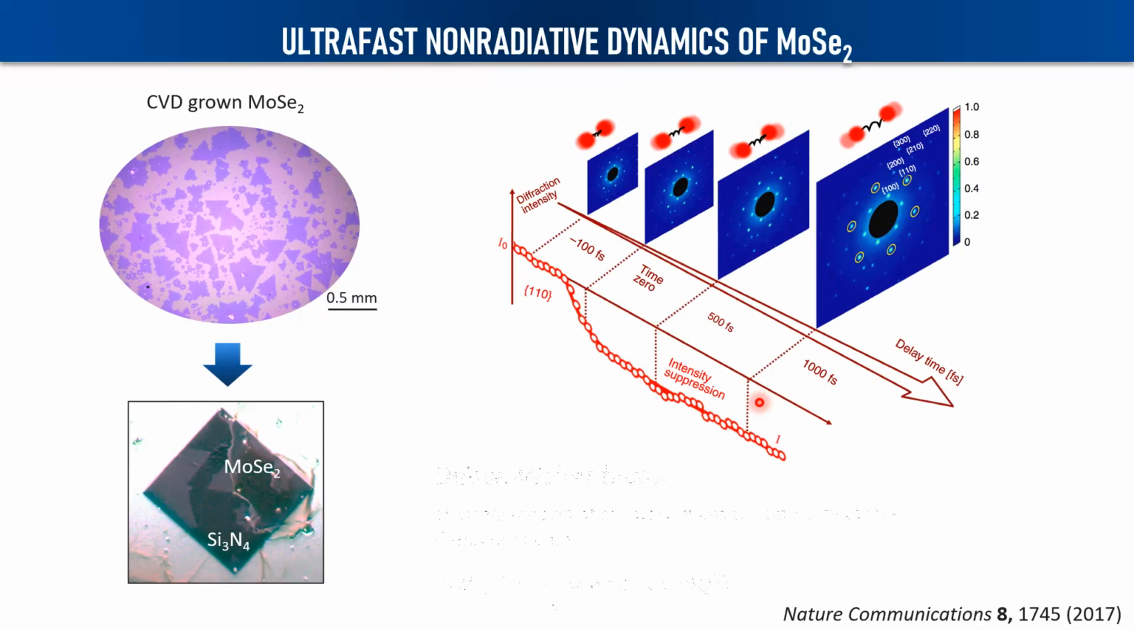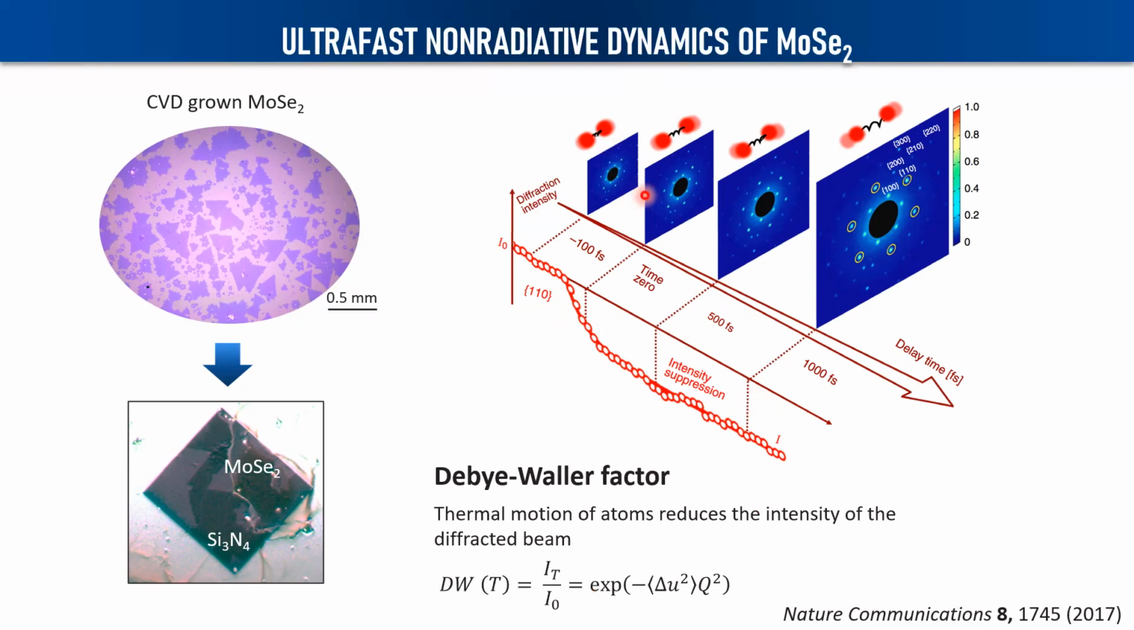As the temperature increases, the thermal motion of the atoms increases, and this reduces the intensity of the diffraction spots. This is called the Debye-Waller factor, and from it you can see that the change in intensity is equal to the exponential of delta U squared, that is the mean square distance of these atomic vibrations, times Q squared.